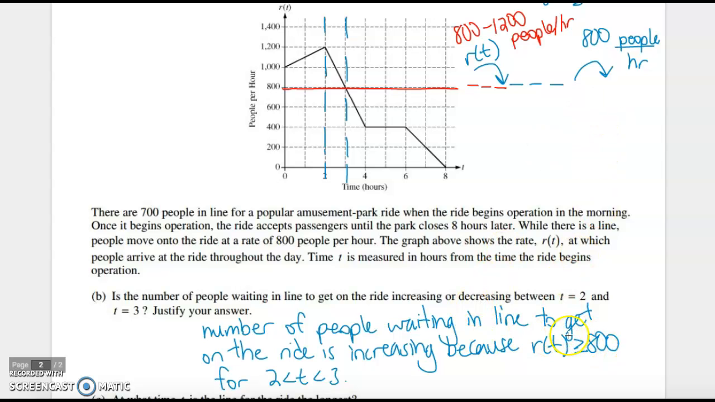And so that means that the rate at which people are getting onto the roller coaster is only 800, but people are getting in line at a much higher rate. And so then that line is going to be increasing.